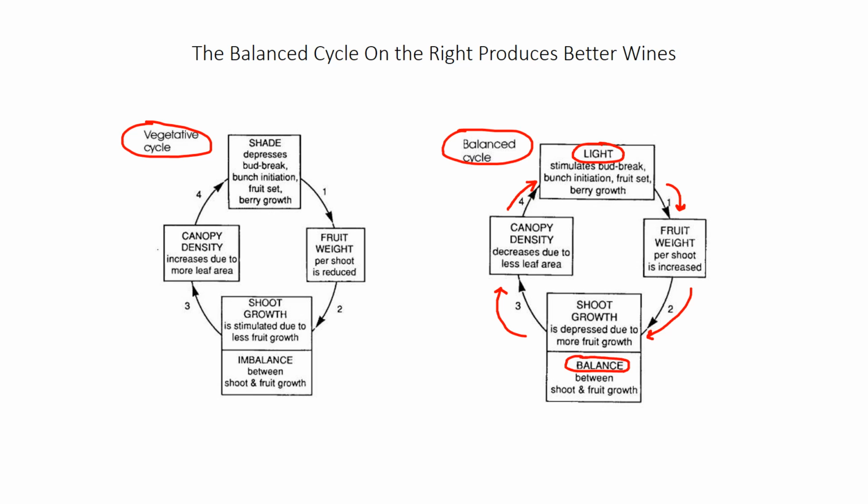On the other side, if we had shade, that actually decreases all the bud break, and it decreases all these other factors. So we have less fruit per vine, therefore there's more shoot growth, therefore our canopy density is higher, therefore we have more shade, and then we reinforce this cycle. So what we want is balance. We want balance between fruit growth and shoot length.